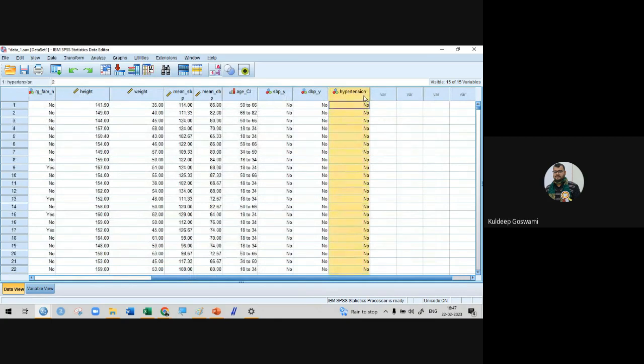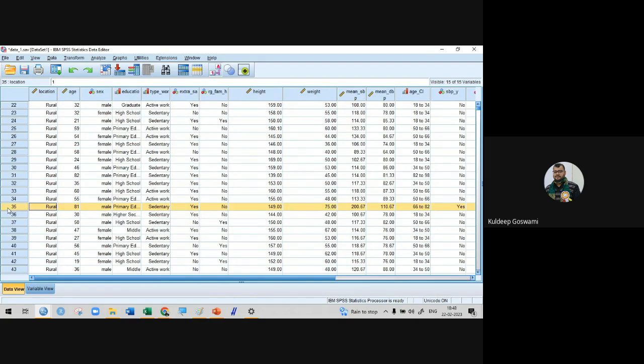There is a variable, or say a column, like hypertension. How do we calculate this hypertension? By recoding or by computing. I think you have learned about computing and recoding, which are very much essential in SPSS. Since the mean SBP is 114 and DBP is 86, it is not hypertensive. I will show one case, this one.